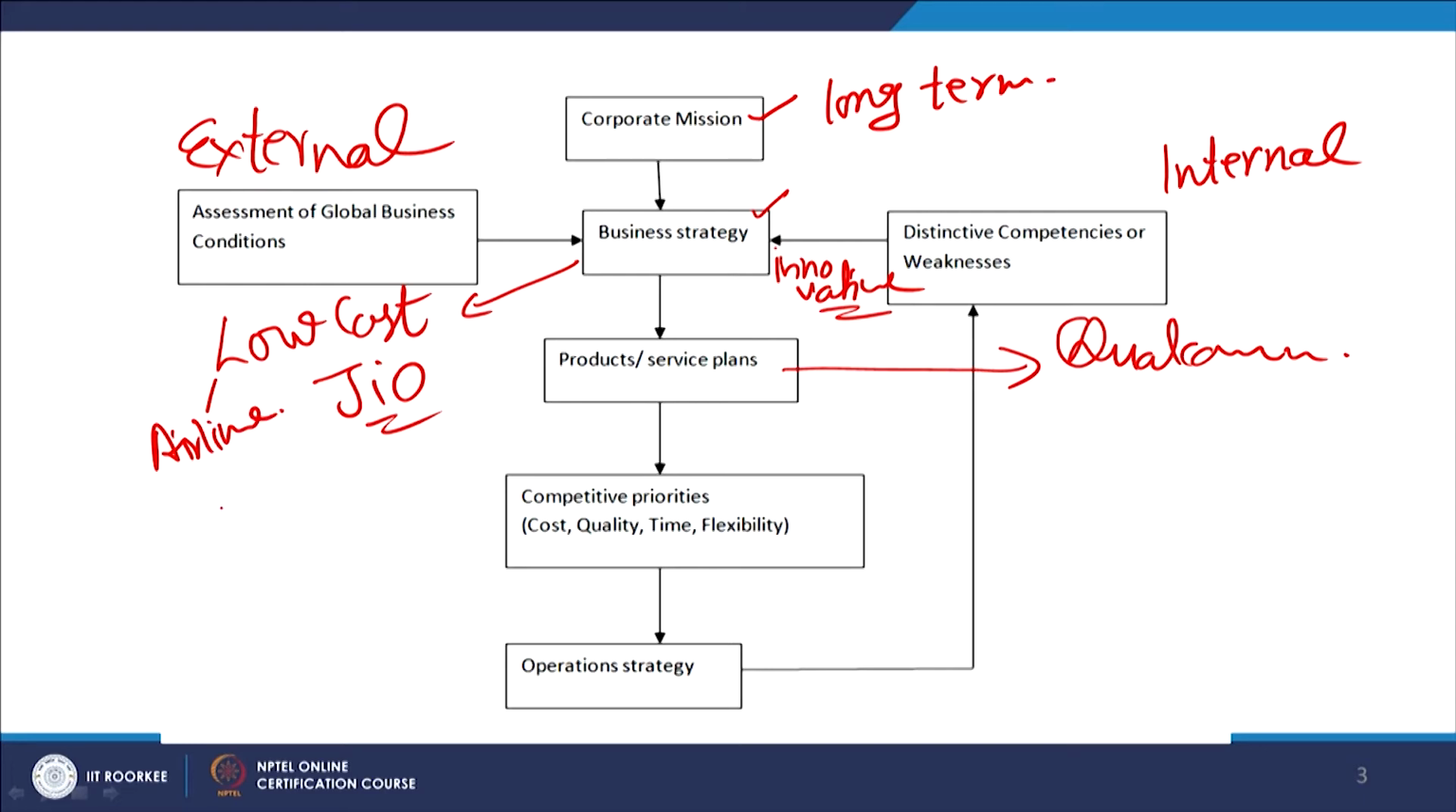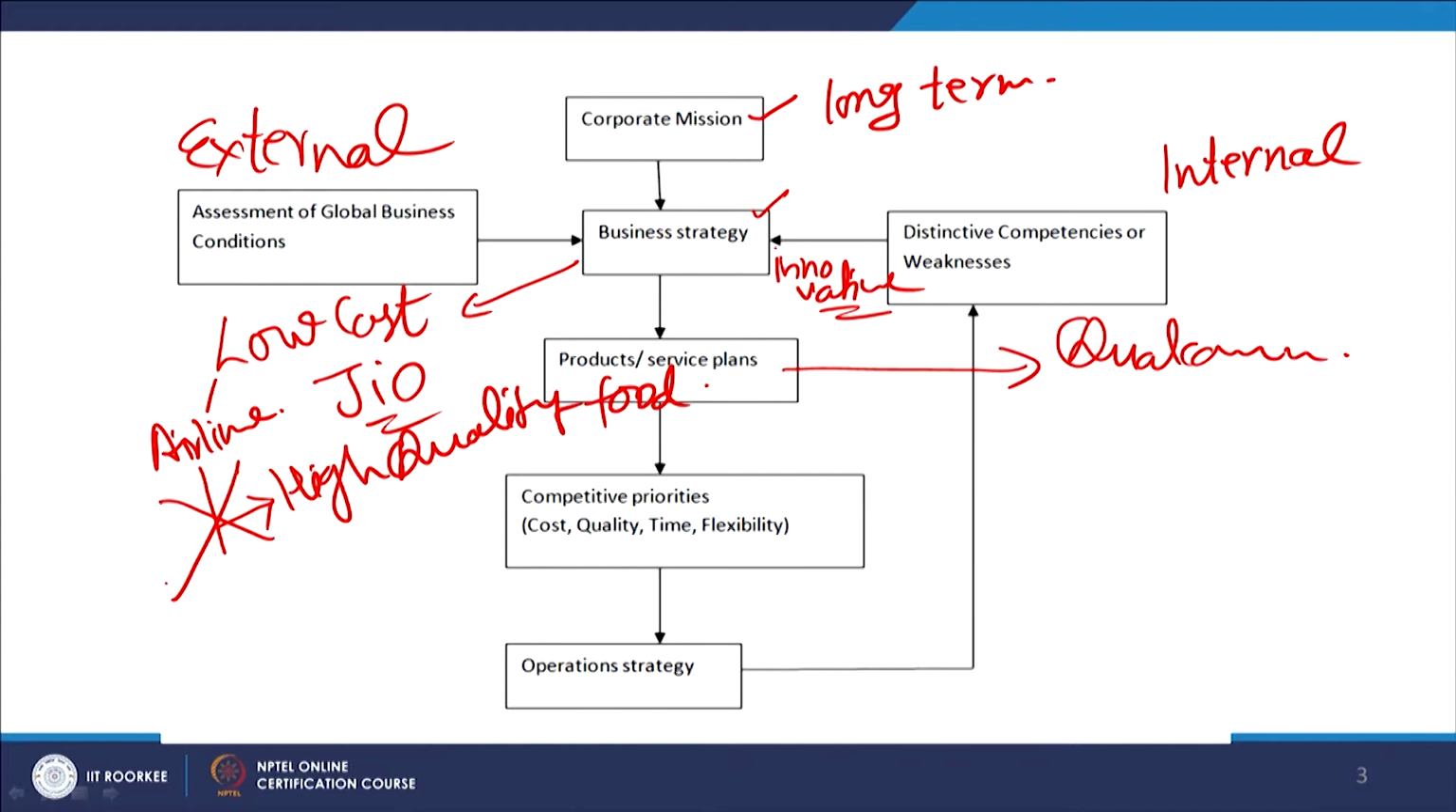So, in a low cost airline, if you offer very high quality food during the flight, it is going to increase the cost of your air ticket, and then the objective of a low cost airline will not be achieved. So, this is the poor designing of product and services. You have to be very careful about what type of business strategy you have, and according to that strategy you need to develop your product offer and your service offer.